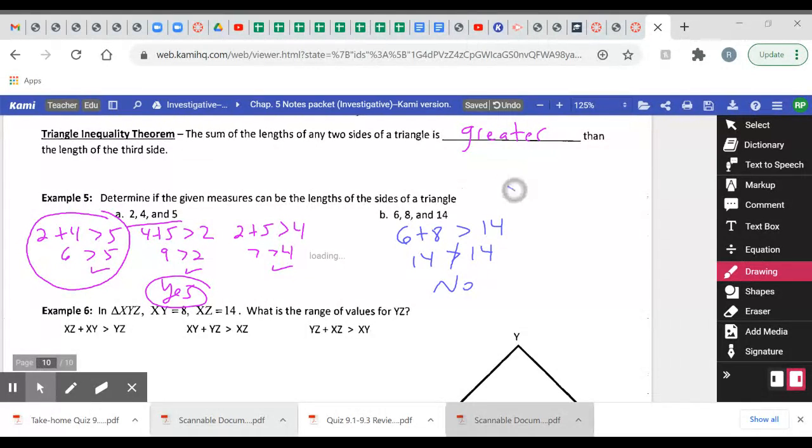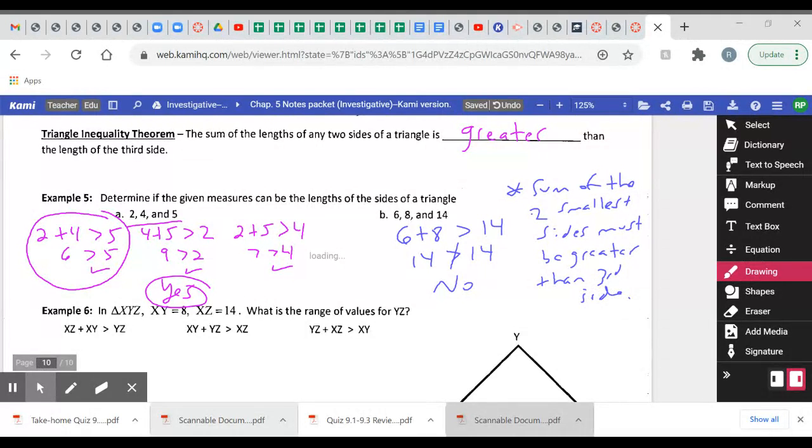The other thing you could write down here is just a little reminder: the sum of the two smallest sides must be greater than the third side.